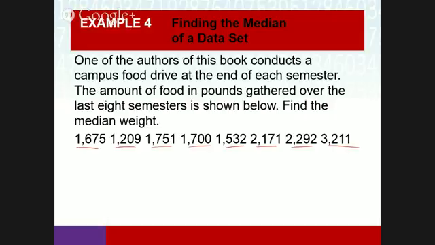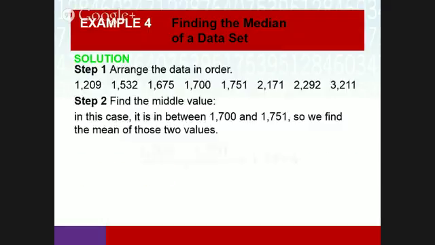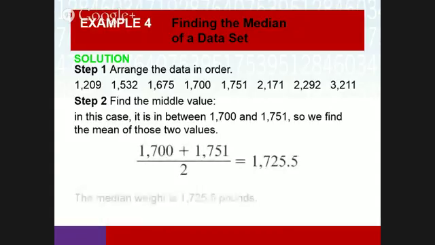I could put that in order, or I'm really looking for the 8 plus 1 over 2 spot. So 9 over 2, which would be 4.5. So I'm looking at the 4th and 5th spot, but I need to put them in order. And if I arrange the data points in order, like we do here, I'm looking for the 4th and 5th spot, which is these 2.